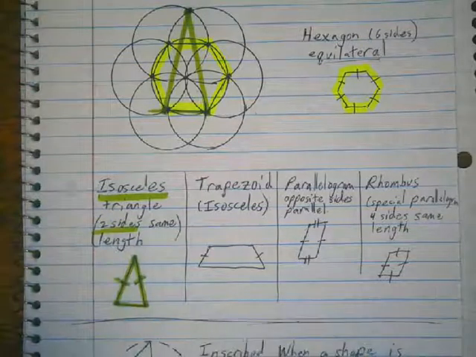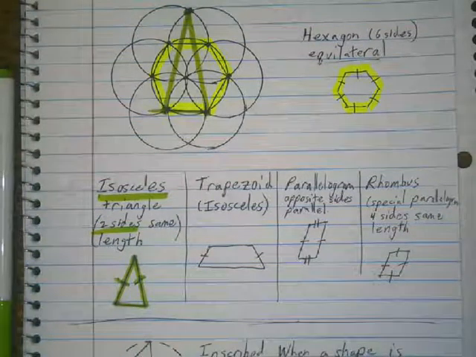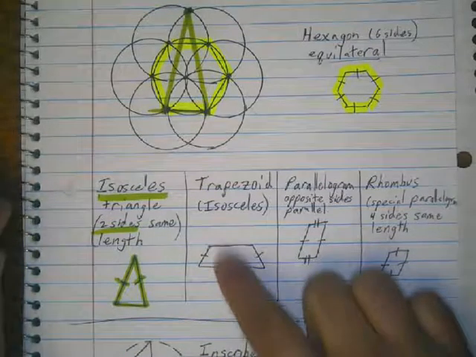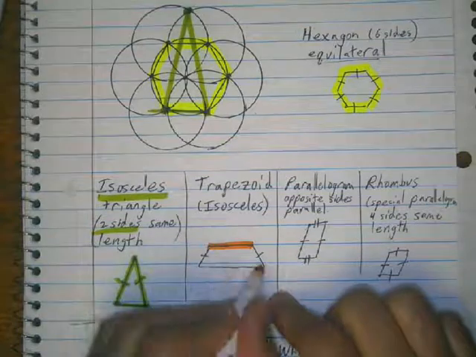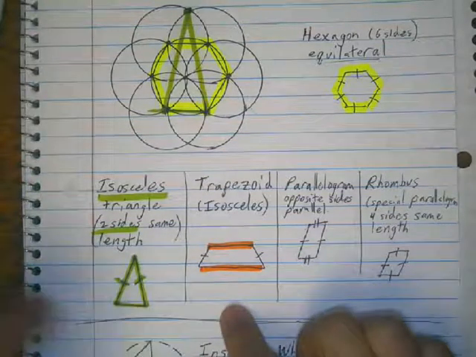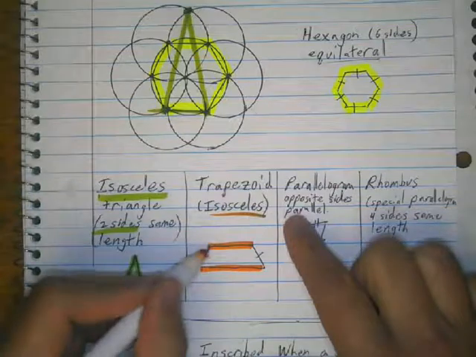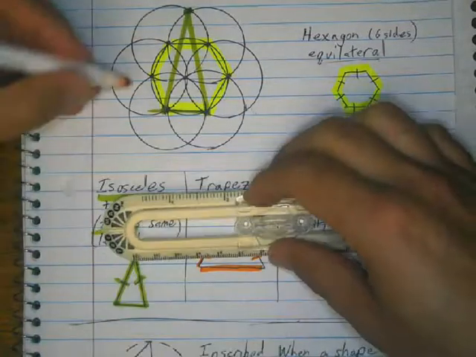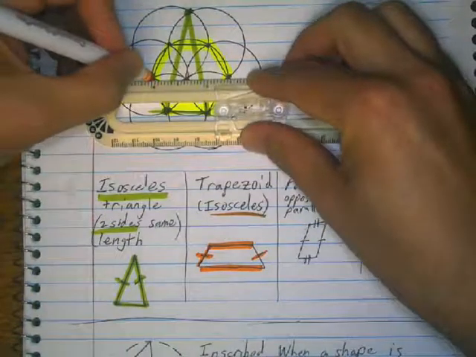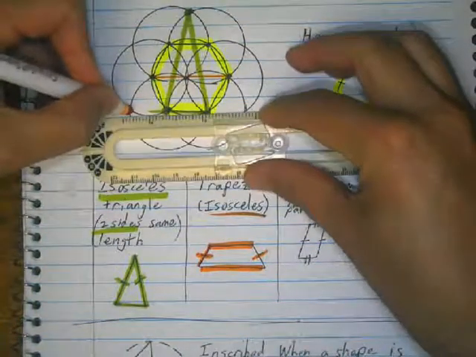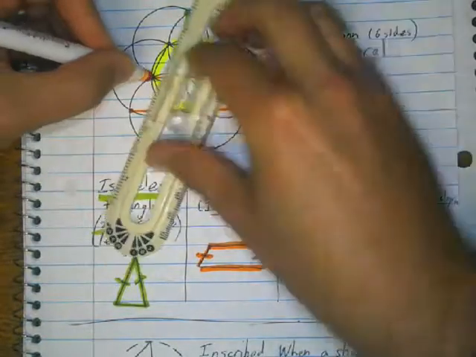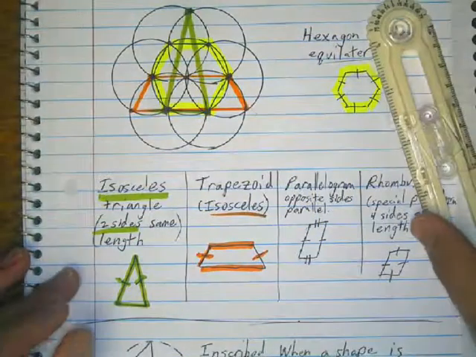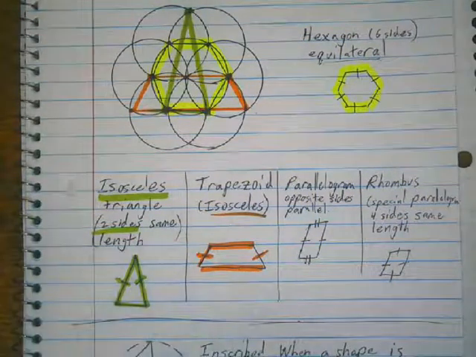Okay? Now, we can also find a trapezoid. A trapezoid is a shape that has 2 parallel sides, and if it's isosceles, we can have 2 sides that are the same length. So where is the trapezoid here? I can find one right here. There's a trapezoid. There is also another trapezoid in there. I'll let you find that yourself.